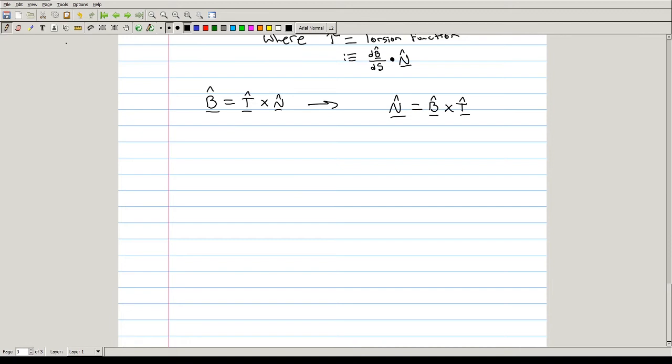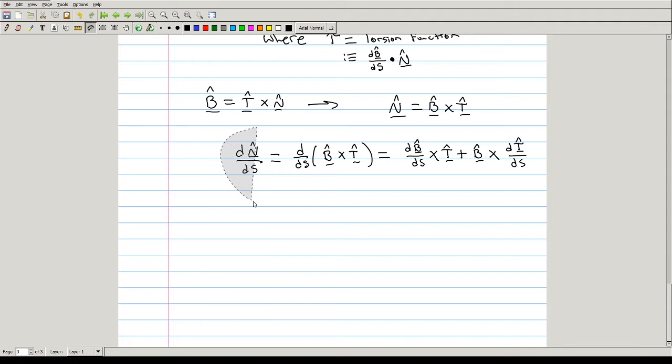And we can use this very nice fact to obtain the last equation, the second Frenet formula, which is the expression for the derivative of this normal vector with respect to arc length along the curve. And sure enough, this ends up becoming the derivative of the cross product of b with t, by virtue of this expression right here. And this becomes then the derivative of the binormal vector with respect to arc length, cross the unit tangent vector, plus the binormal vector cross product with the derivative of the tangent vector with respect to arc length, from the product rule for the cross product that we talked about last lecture.